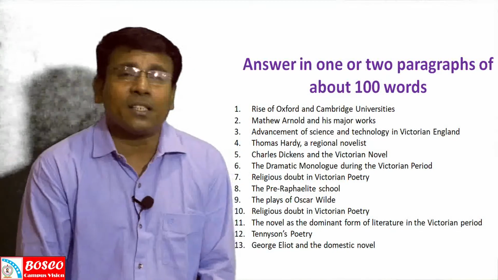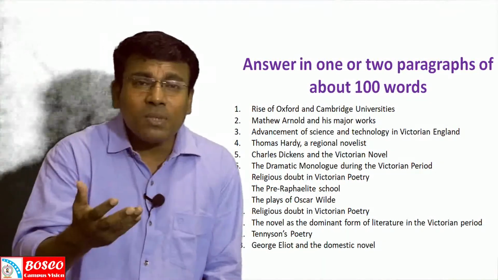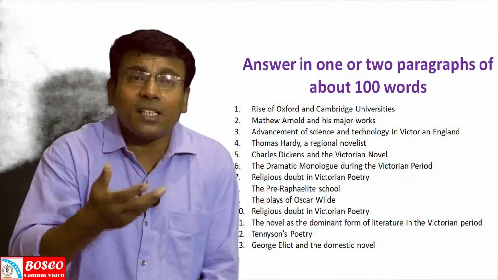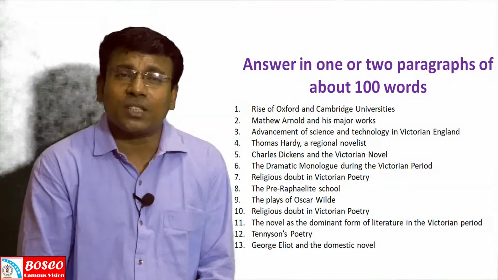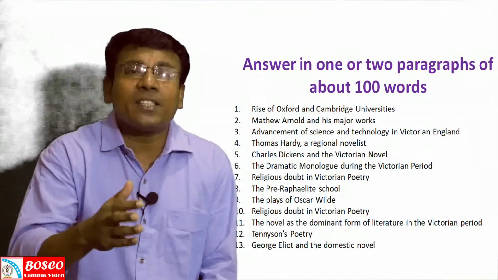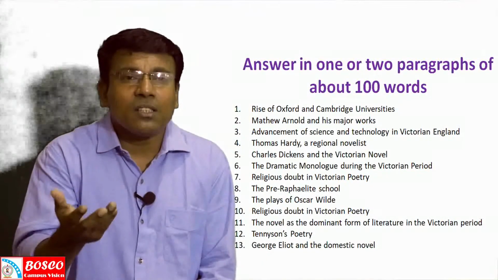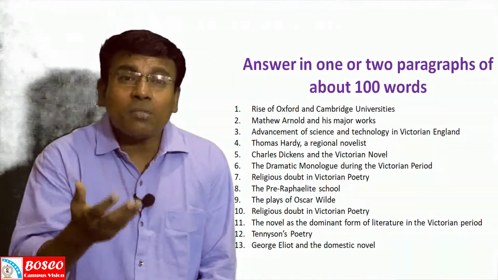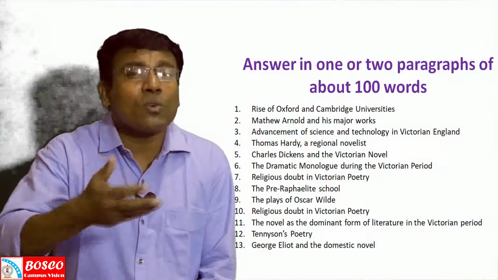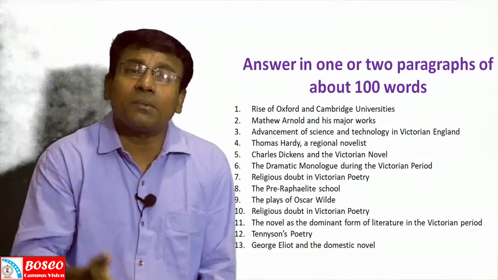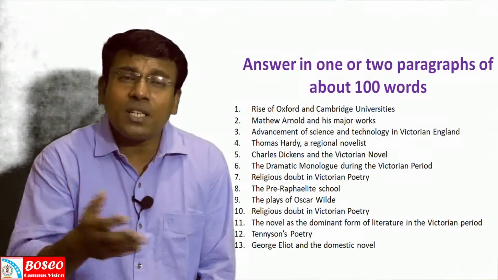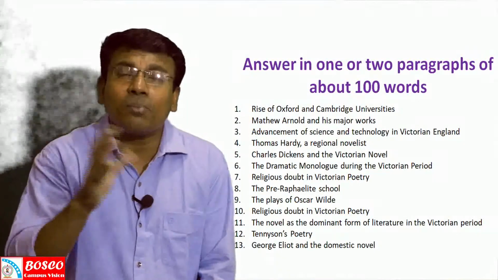The fourth question, it is once again repeated, Thomas Hardy as a regional novelist. The fifth question, Charles Dickens and the Victorian novel. Sixth question, dramatic monologue during the Victorian period. My dear students, all these questions are repeated many times. Please study them well. The seventh question, religious doubt in Victorian poetry.